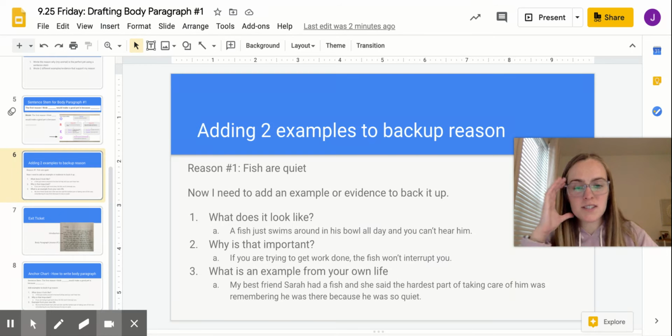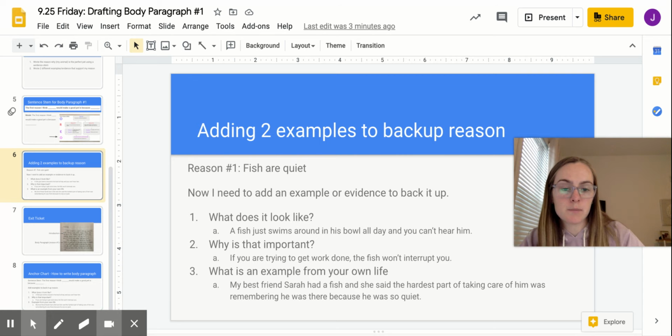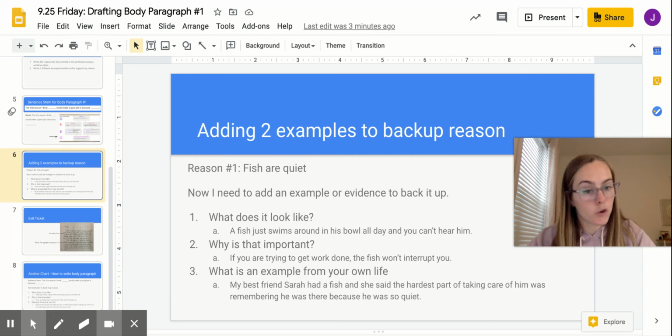Let me just think about it. A fish just swims around in his bowl all day and you can't hear him. That's what it looks like. That's an example of a fish being quiet. So in my writing, I could write a fish just swims around in his bowl all day and you can't hear him. That is one example.